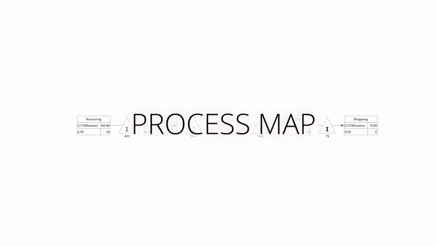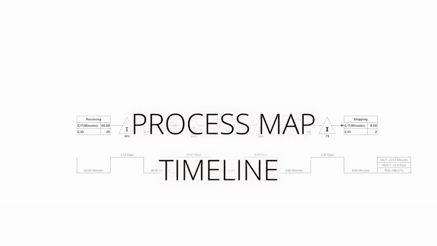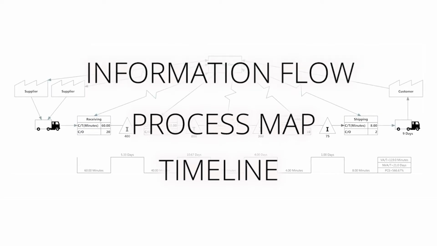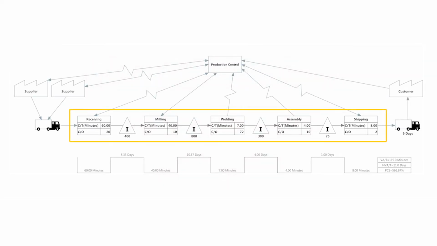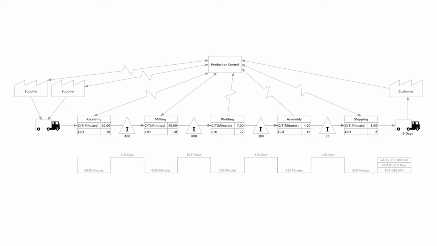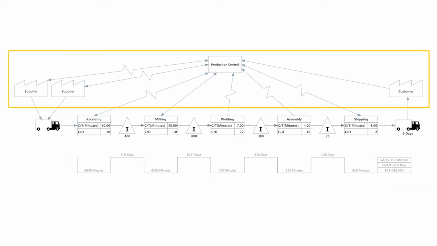A value stream map is made up of a process map, a corresponding timeline, and information flow. The process map is comprised of the steps and the information associated with the steps of your process. The timeline calculates the data entered. The information flow further explains the interaction and activity between the stations of your value chain.